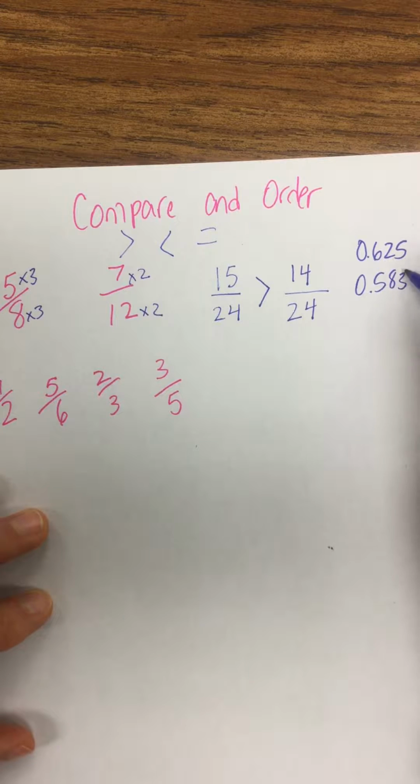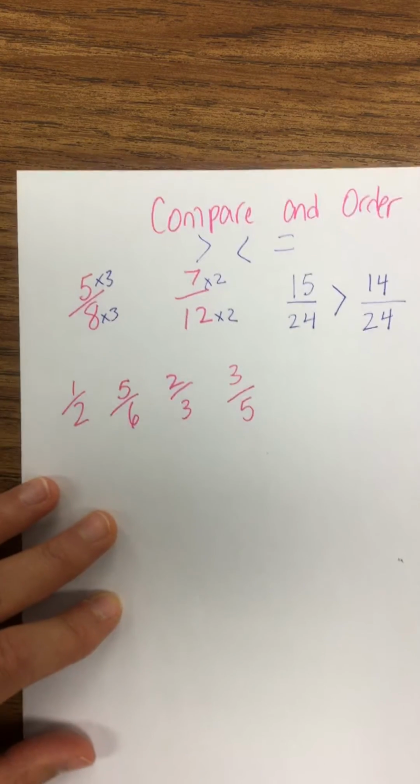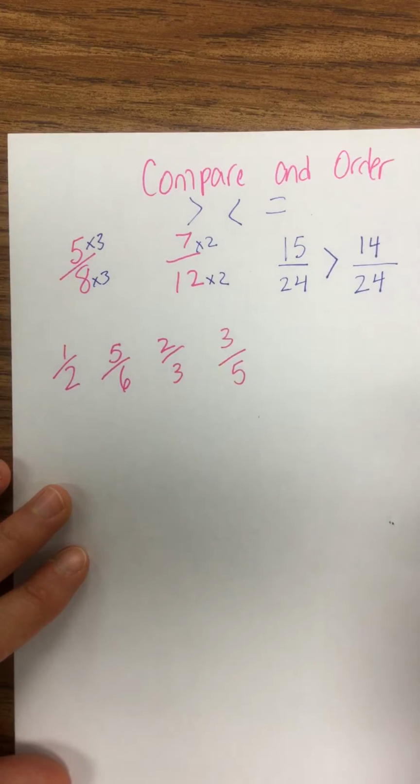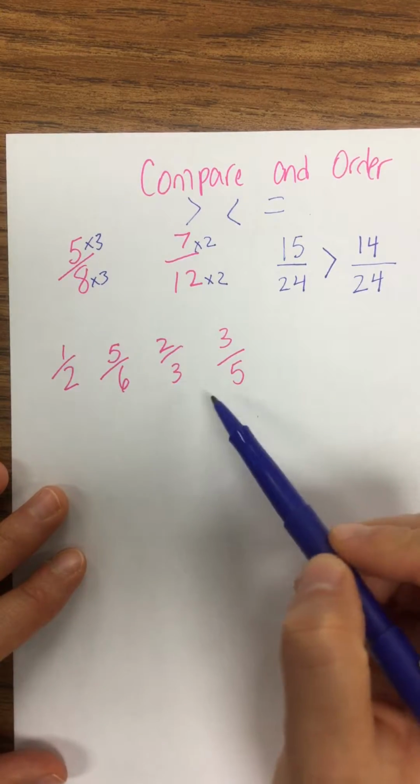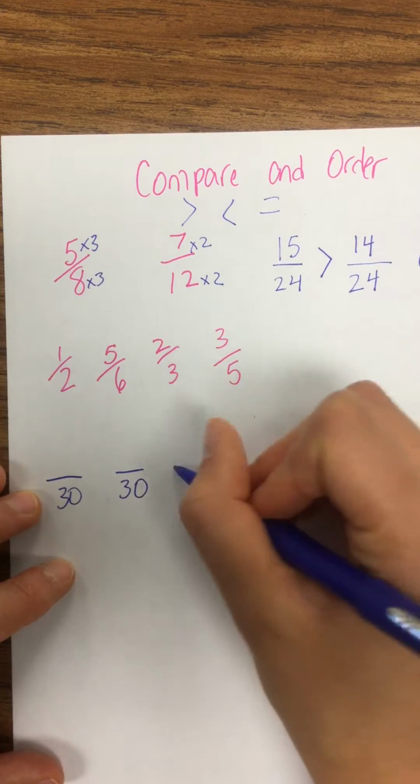So I know when I look at these, if I look in the first column, a 6 is greater than a 5, which makes 5/8 greater than 7/12. If I want to order them, I can do the same thing as I did above. I know that 2, 6, 3, and 5 all have 30 as a common denominator factor.